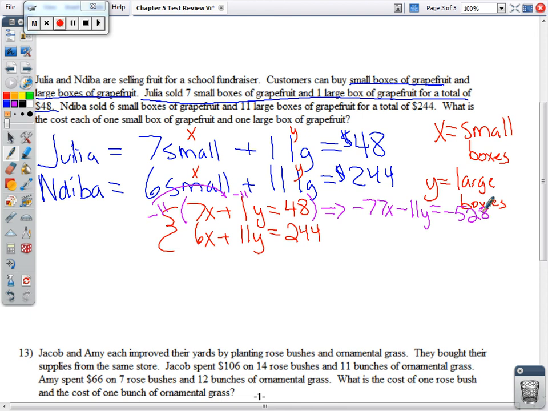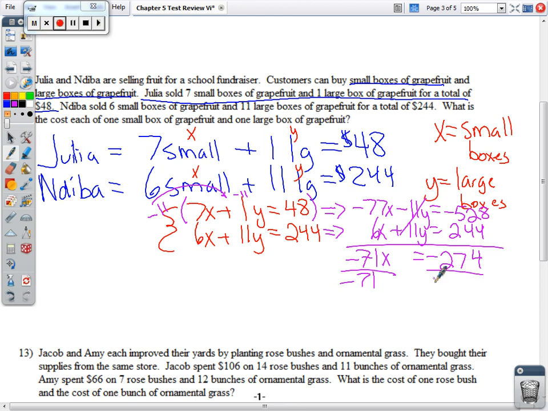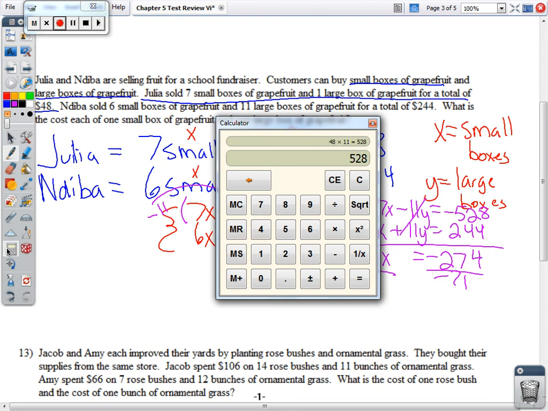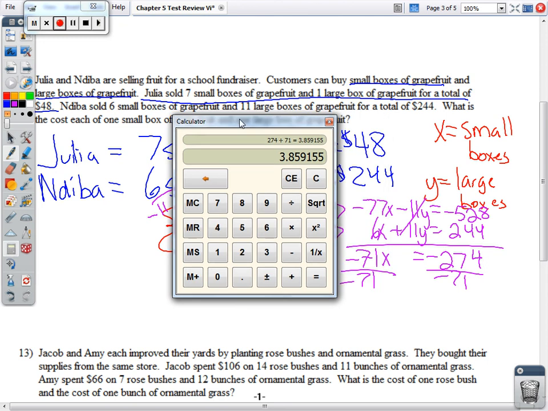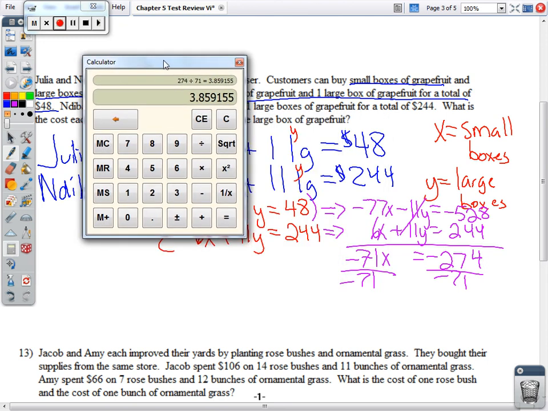All right. We carry down the bottom equation the same way, 6x plus 11y equals 244. So here we have negative 71x, my y's cancel out, and negative 528 plus 244 is negative 274. So we're going to divide both sides by negative 71. And 274 divided by 71 will give me an answer that I'm not looking for. So I did that wrong. Let's see here. What did I do wrong here?